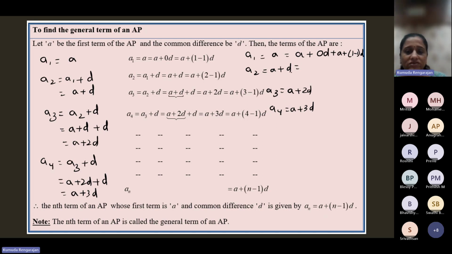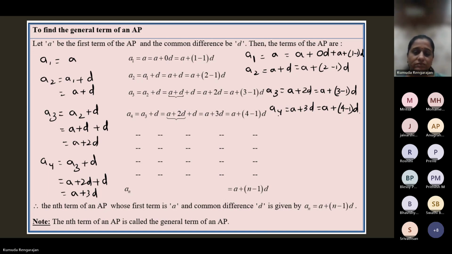Similarly, the second term A plus D can be written as A plus 1D, and 1 is 2 minus 1, so A plus 2 minus 1 into D. The third term is A plus 3 minus 1 into D, and the fourth term A4 is A plus 4 minus 1 into D. So going by this rhythm, we understand that the nth term should be A plus n minus 1 into D.